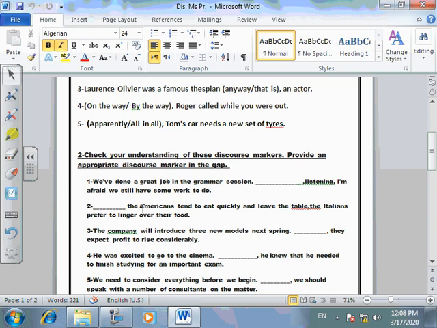Number 2, the Americans tend to eat quickly and leave the table. The Italians prefer to linger over their food. I want you to look up this word, okay? What's the answer here? The company will introduce 3 new models next spring. Space, they expect profit to rise considerably. Okay, what's the answer here?